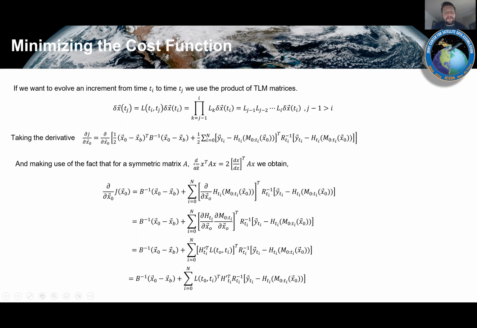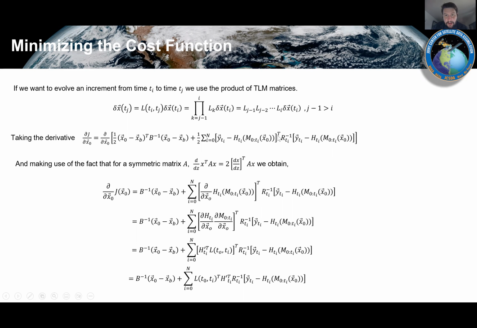If we make use of the fact that for a symmetric matrix A, with vector transpose matrix vector, and I want to take its derivative with respect to something, this will just give me 2 times the derivative of that vector, if x is a function of z, with respect to z, times Ax. So if I get to use this without proving it, when we take the derivative, we get exactly the same relationship.